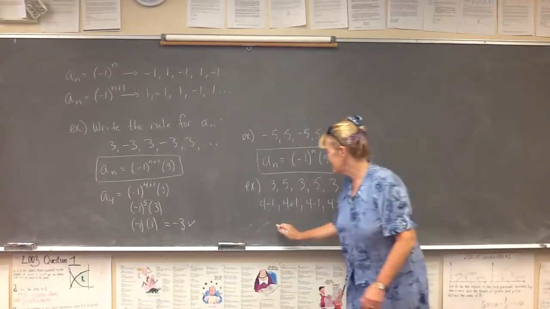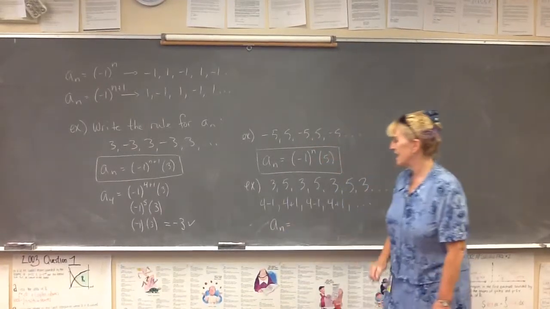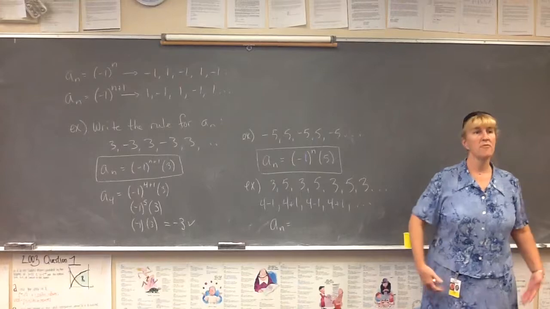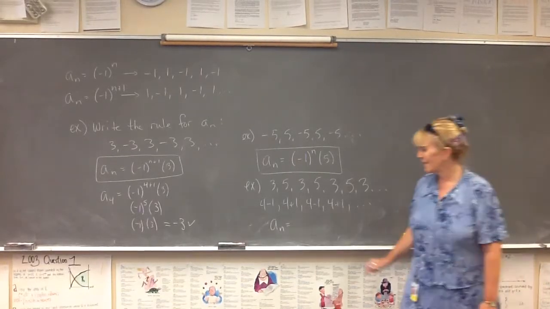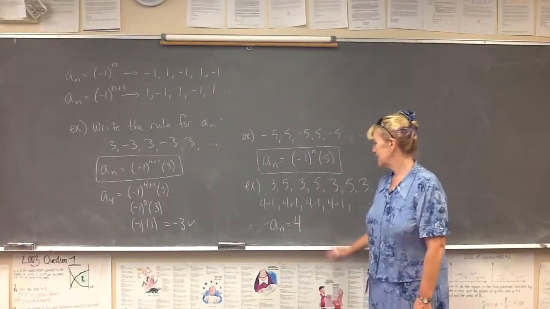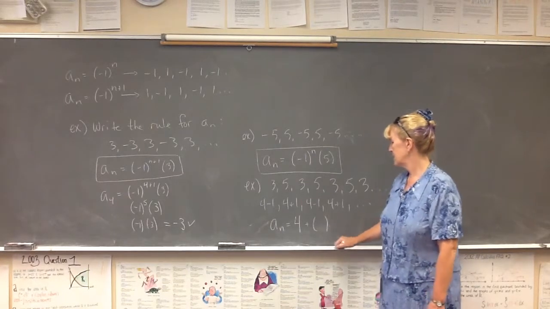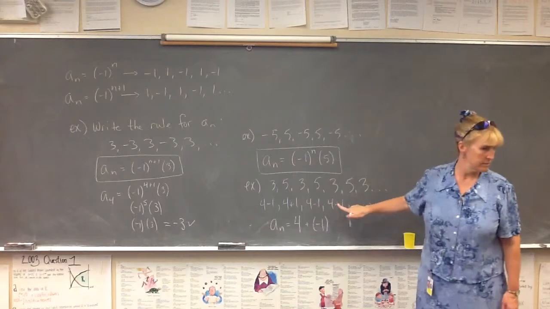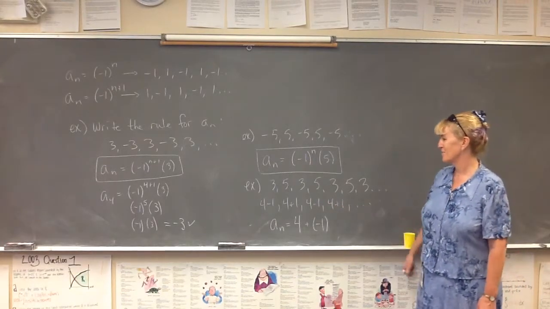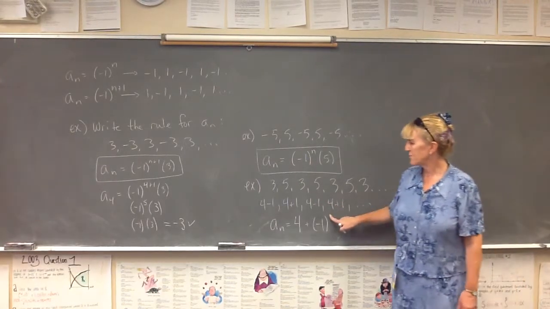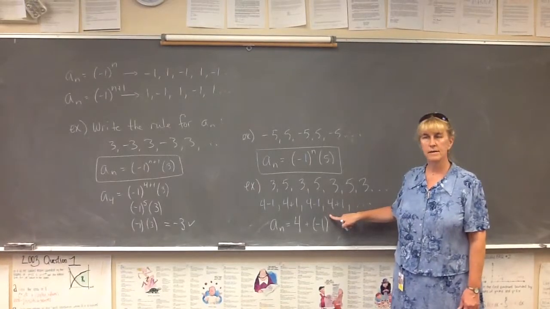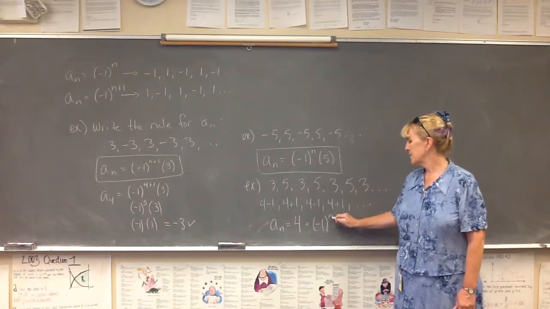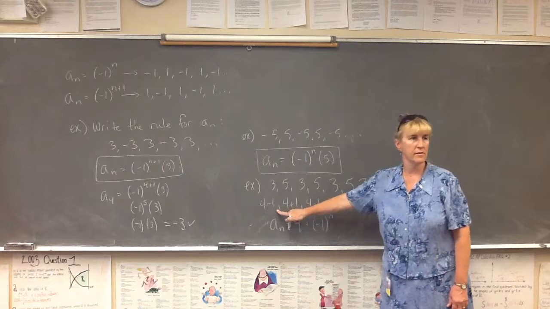So my a sub n this time is going to start out with what number? 4. It's going to start out with a 4. And then plus negative 1, because I need to alternate minus, plus, minus, plus, minus, plus. What exponent do I need here? N. I need an n, because I need my first sign to be a minus.